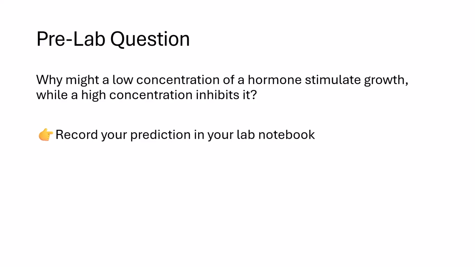Before you look at the results of the experiment, I want you to pause and think about this question. Why might a small amount of a hormone produce growth, but a large amount slow it down or even stop it? Think in terms of how cells respond to signals and what might happen if that signal becomes overwhelming or disruptive. Write your prediction in your lab notebook. You'll come back to this idea after you examine the data.